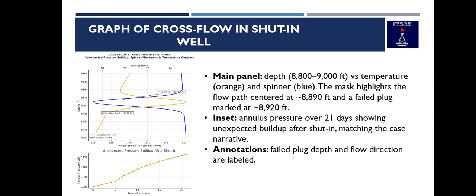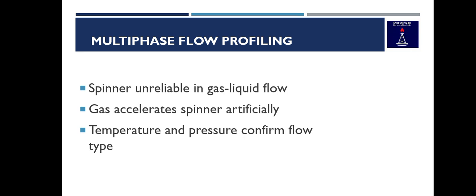The graph of cross flow in shut-in wells. Spinner movements, temperature contrast, and pressure buildup confirm cross flow. Multi-phase flow profiling. Gas accelerates spinner response and causes false high velocity readings. Confirm with temperature and pressure.